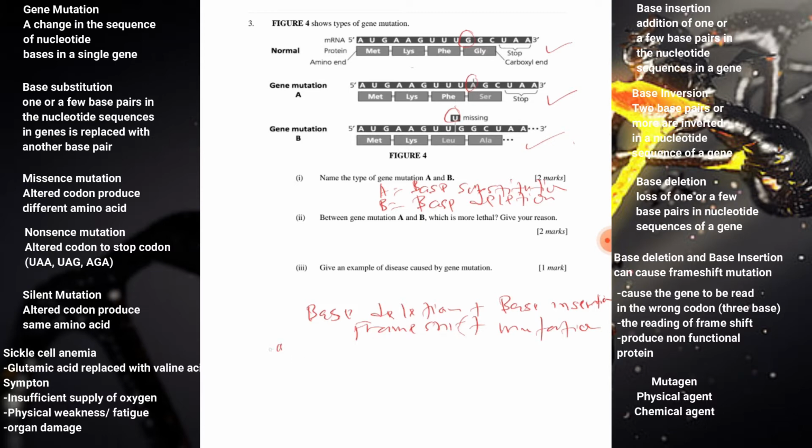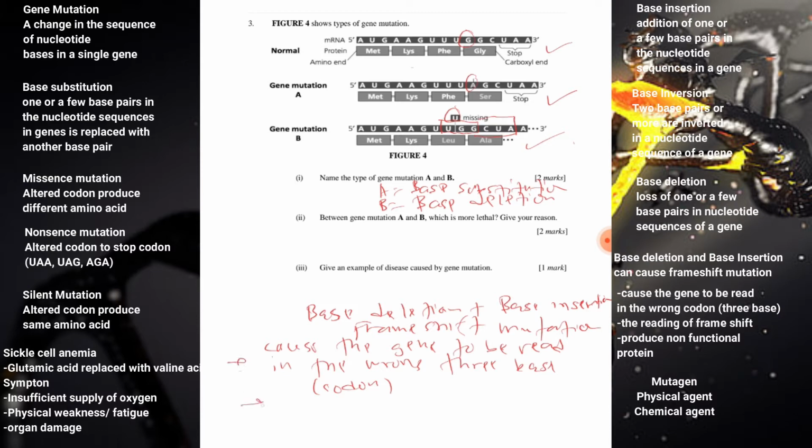It can cause the gene to be read in the wrong 3 base. Wrong 3 base that we call as codon. So look here, what is meant by cause the gene to be read in the wrong 3 base? So if you look here, U is missing. So starting from here, change to here, change to here. So meaning that the gene is read in the wrong 3 base codon. Wrong 3 base or codon.